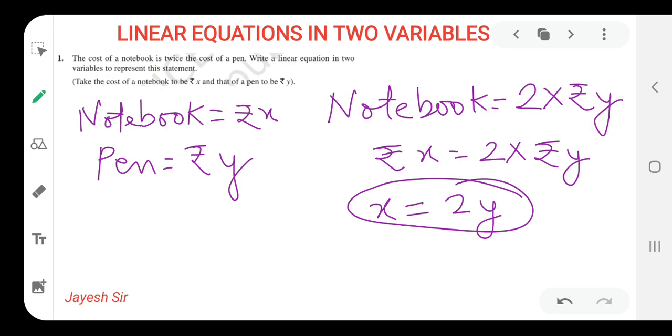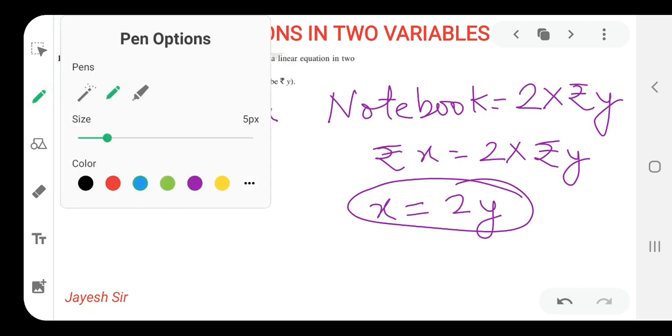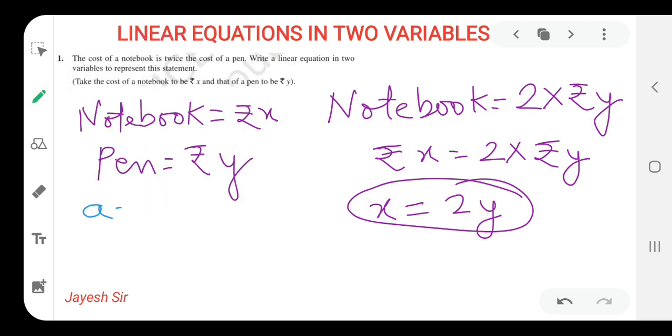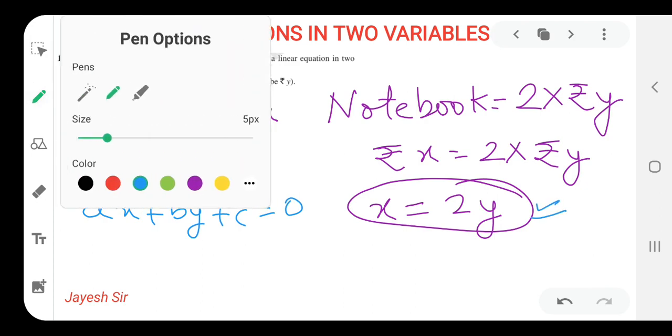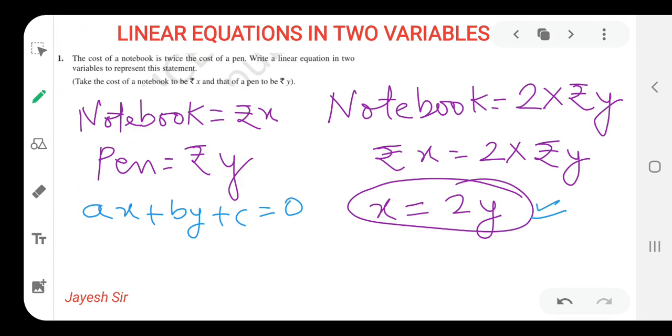But it has been asked to write a linear equation in two variables. Then which format should we follow? The format I have already shared with you. Again I am writing that format: ax plus by plus c equals 0. Now we need to arrange this equation in this format, because this format plays a most important role.